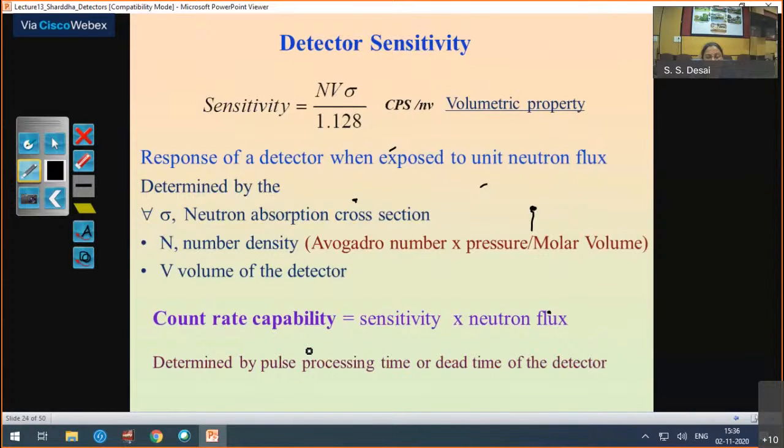So this property is useful for determining the total counts, that is, how much neutron flux we can expose to this detector before it reaches saturation, or until it gives a good number of counts beyond any noise or background level. That is how we have to design the sensitivity of the detector beforehand, so that the neutron flux of interest for a particular experiment can be determined. Okay, so this count capability is the maximum number of counts the detector can give. It also depends on the dead time of the detector, or the time needed for processing a single pulse.